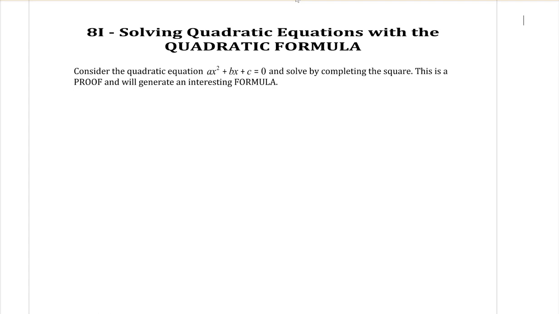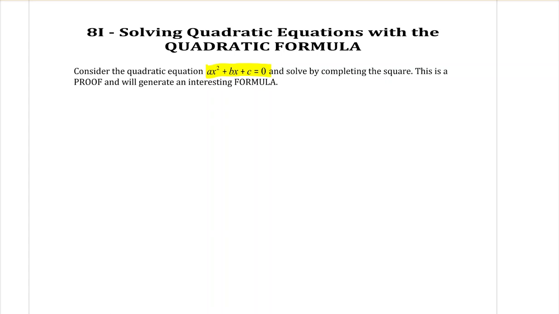But it is a very interesting derivation because we use completing the square that we've been learning about to make the formula that we're going to be using. So, as we know, the general form of a quadratic is this here: ax squared plus bx plus c equals 0.